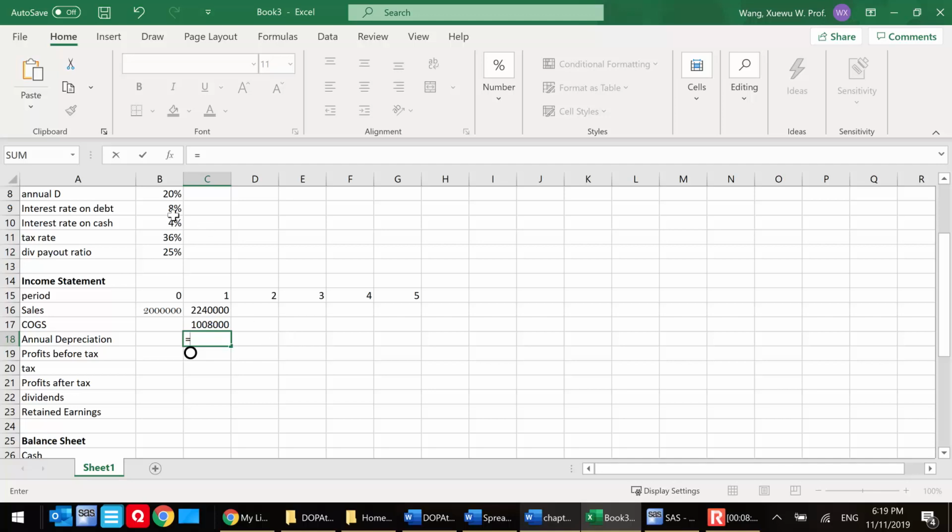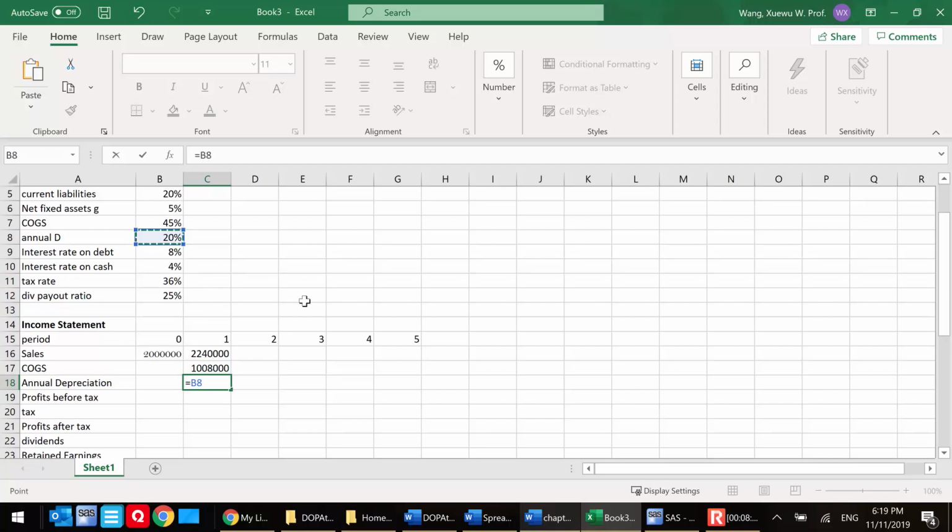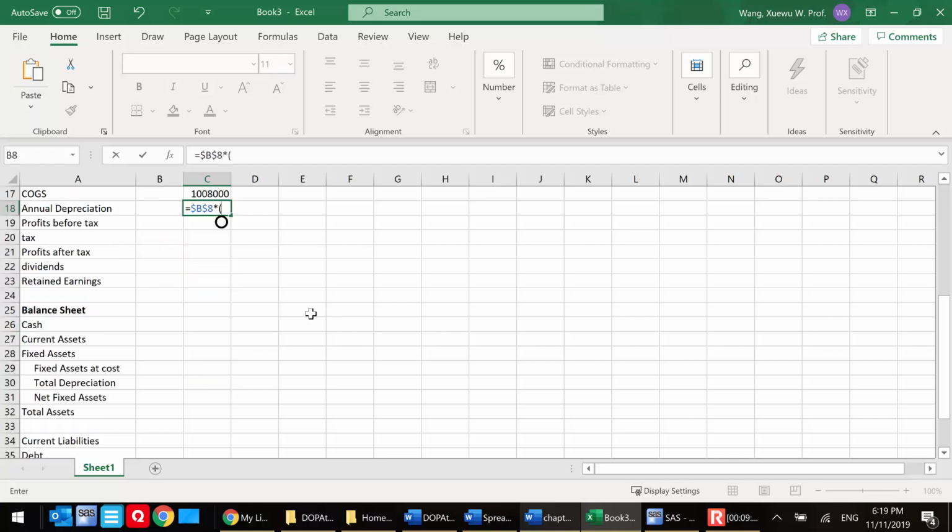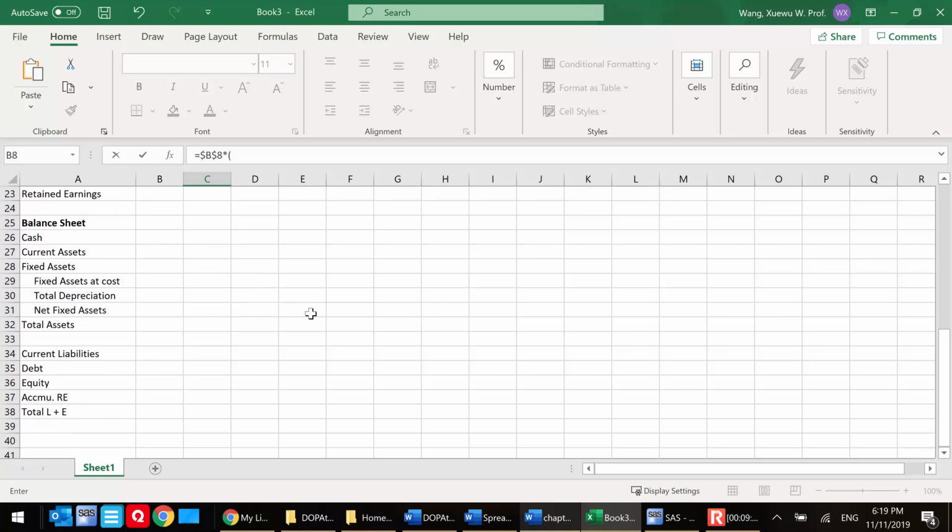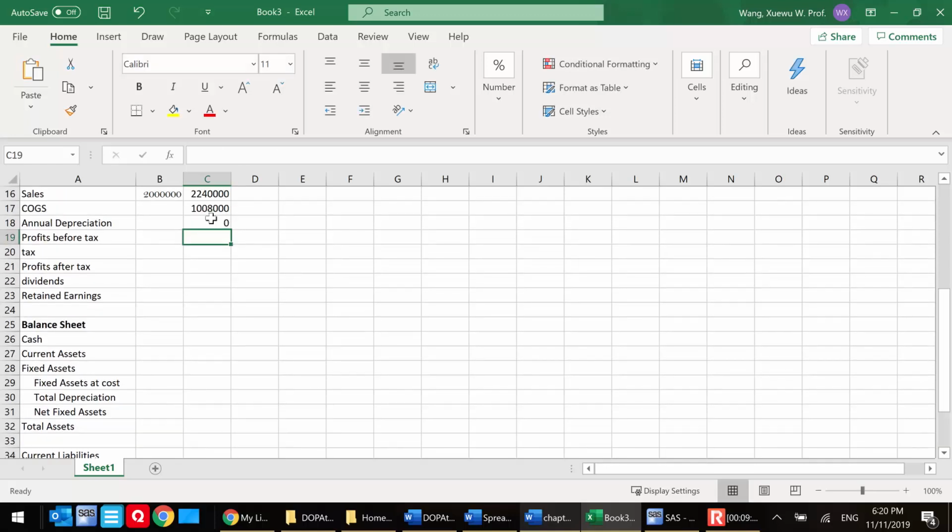You notice that I'm not even worried about what we observe in the first period unless I have to dig out some items I need to calculate. So the annual depreciation is going to be the annual depreciation rate, which I need to lock down, multiplied by the average fixed assets at cost. I need to look at where the fixed assets at cost are. It's right here: that's the fixed assets at cost for year 0, and this is year 1. Divide that by 2. Of course, we're going to get 0 because there's nothing in those two cells.